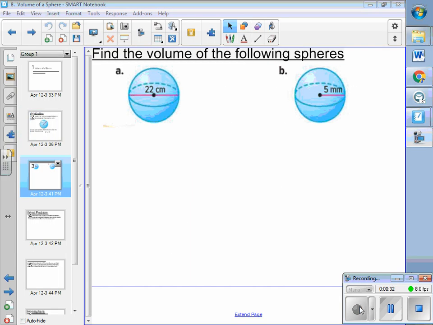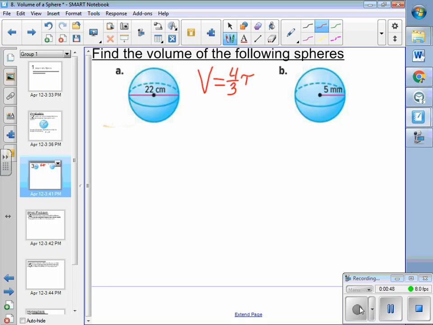All right, so our first problem is that we have a sphere with a diameter of 22 centimeters. If you recall, our formula is V equals 4/3 pi r cubed. Here we have a diameter of 22, so our radius is 11 centimeters. So we're going to do 4/3 times 3.14 times 11 cubed.